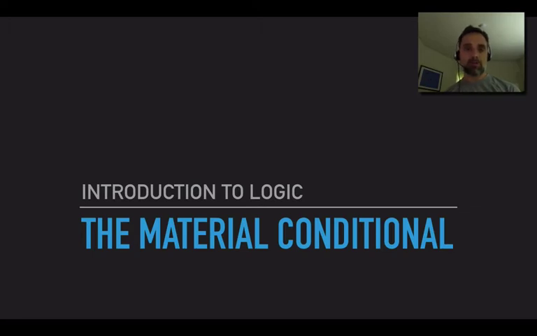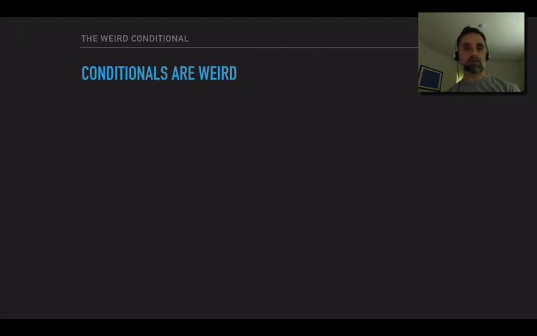So in this video, I'm just going to look at the arrow, and in the second video, I'm going to compare the arrow and if-then. So we're going to start with one observation about conditionals in English. Conditionals are weird. So here are two conditionals.